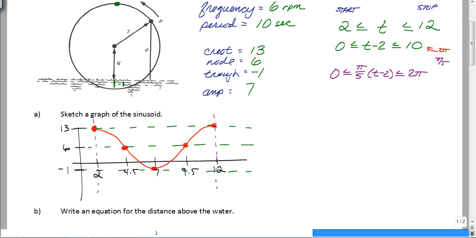Easy once you have all the information. I mean, all you have to do is write it all out, and that part should be pretty simple. So now we have to go write the equation.